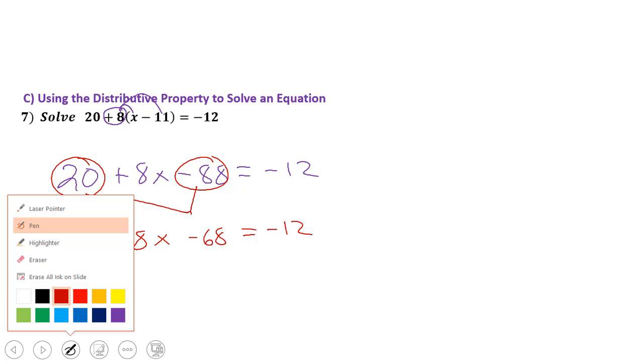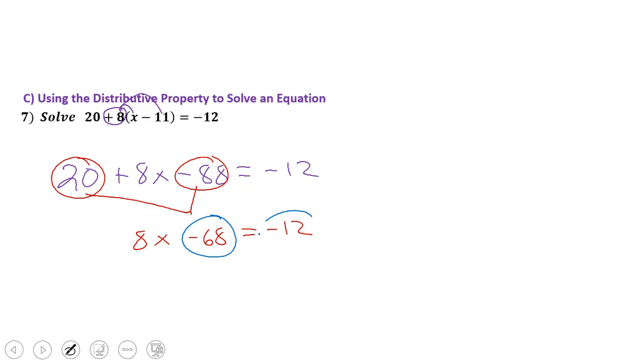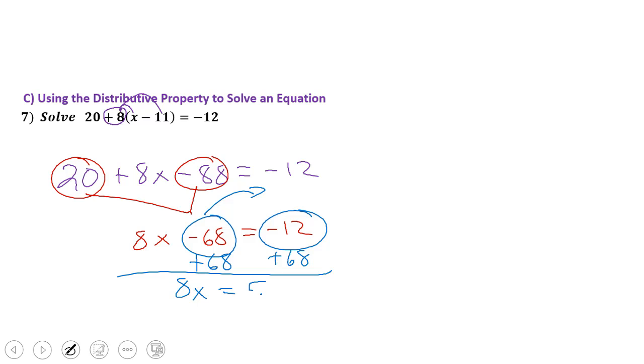We recognize we have more like terms. We have a negative 68 and a negative 12. They are on opposite sides. To isolate, we want to move that negative 68 to the other side. So the inverse, because they are on opposite sides, is to add the 68. So now 8x is equal to, let's see, that's 68, 56.